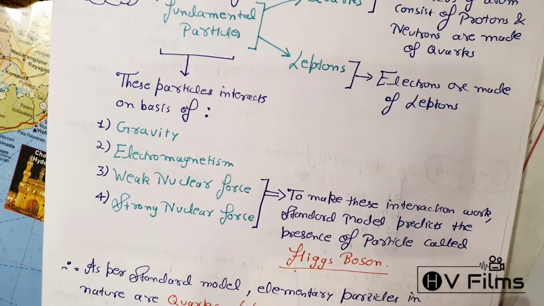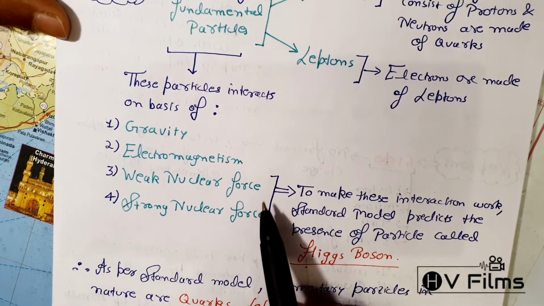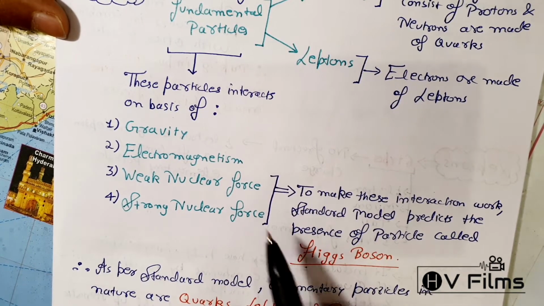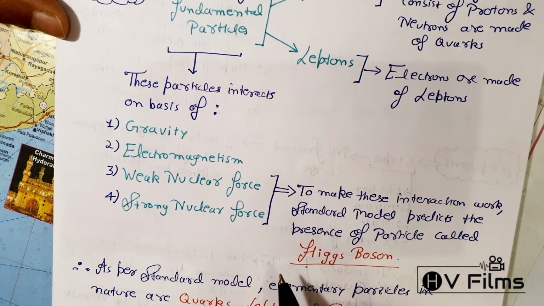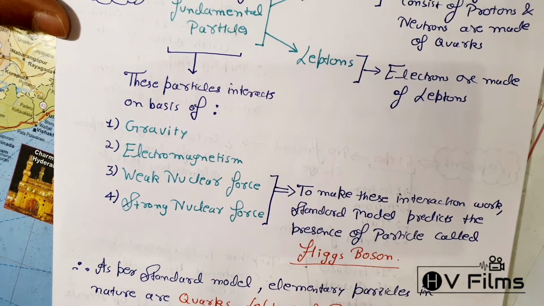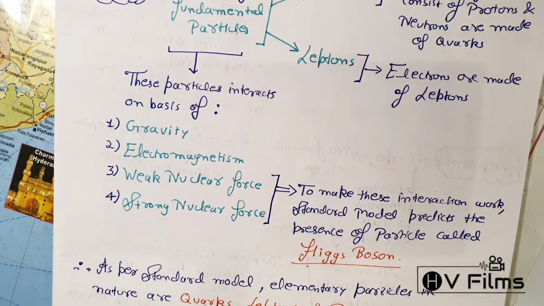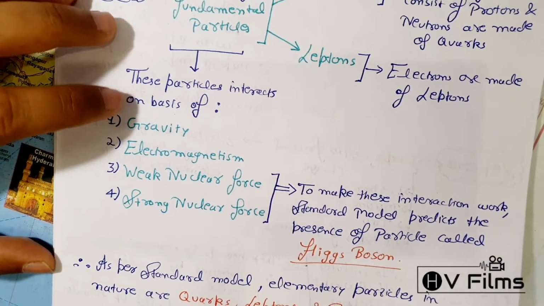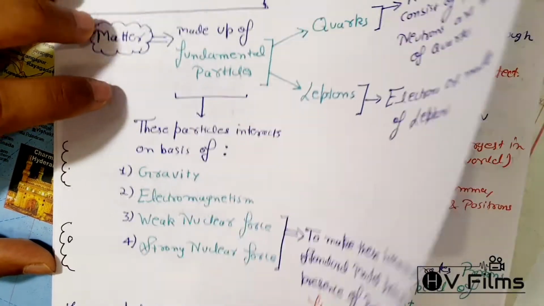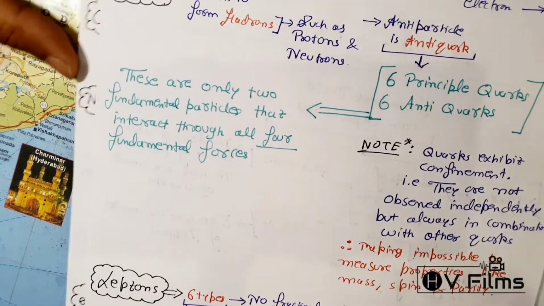However, out of these four, to make the weak nuclear force and the strong nuclear force work together, there exists a third particle as per the standard model, which is called the Higgs boson particle. So as per the standard model, the elementary particles in nature are the quarks, leptons, and the bosons. This is what the standard model says. On the basis of that, our entire universe and the galaxies are made up. So let's start one by one by understanding the basic terms.